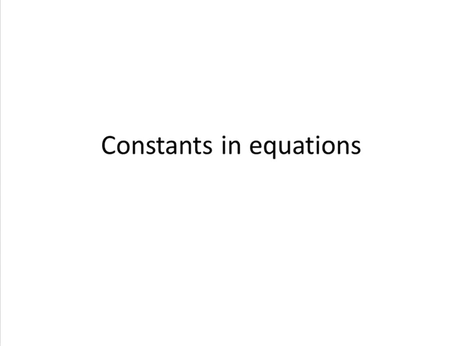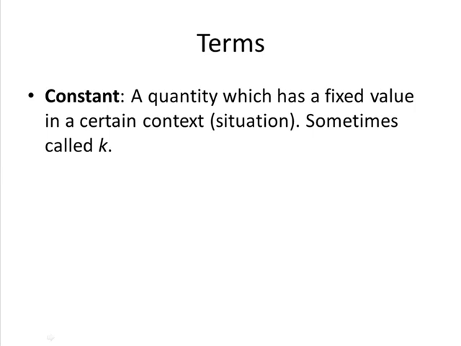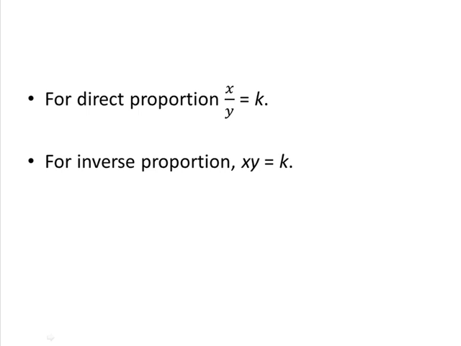Constants. Constants form an important part of physical science. A constant is a quantity with a constant value in a certain context, in a certain situation, and we sometimes give it the symbol K. If it's a very generic constant, meaning it applies to many contexts, then we might give it a special symbol and a special name, as you will see just now.